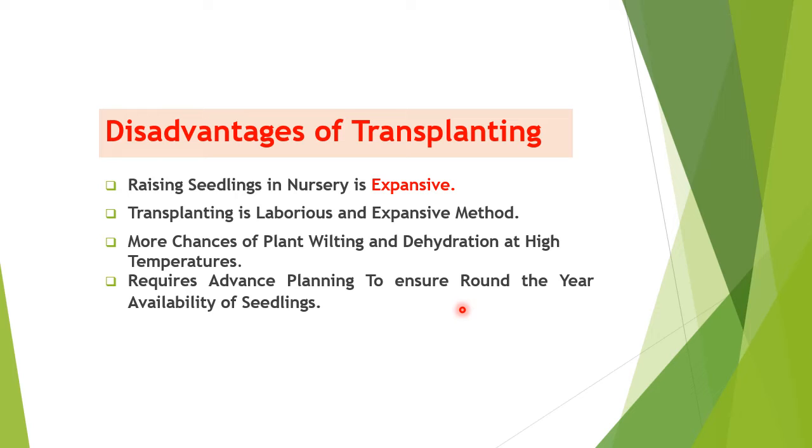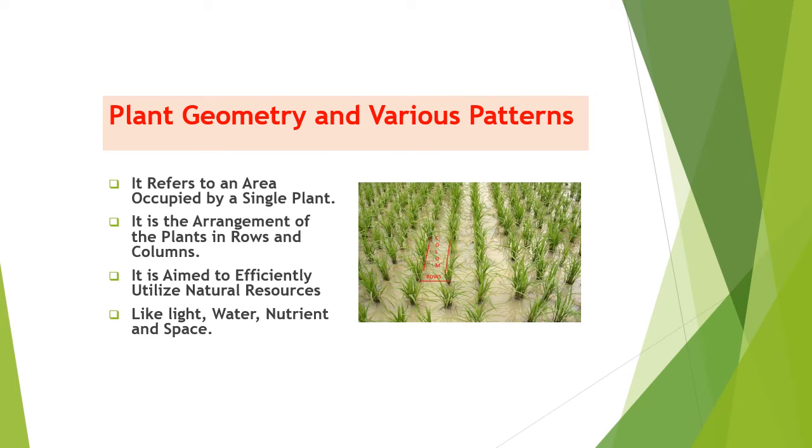That is very important. You cannot take things for granted. You have to plan in advance to ensure round the year availability of the seedlings, because all depends upon your nursery operations. Then transplantation can be successful. Now let us understand how you will transplant in the field.